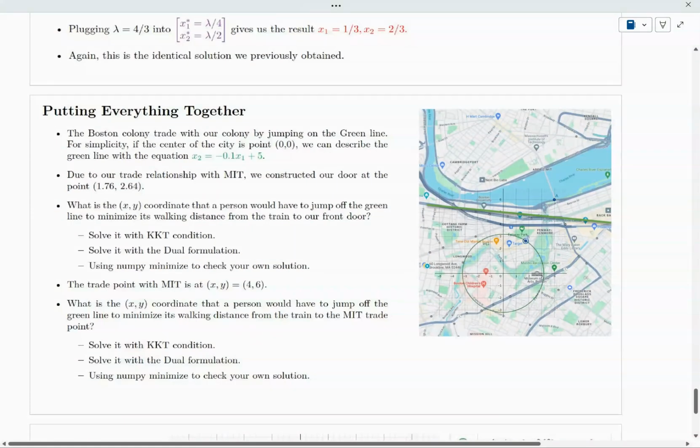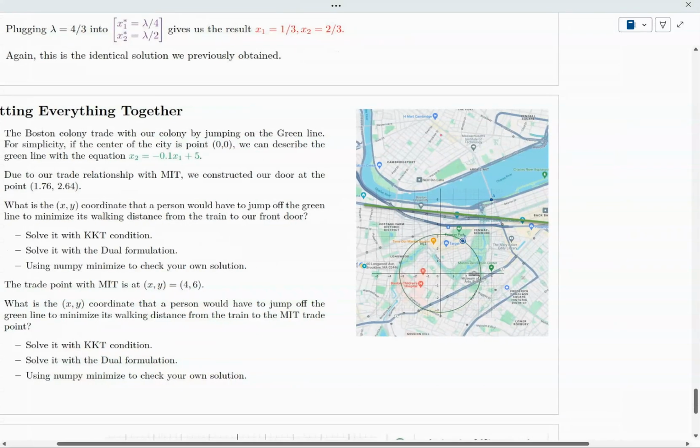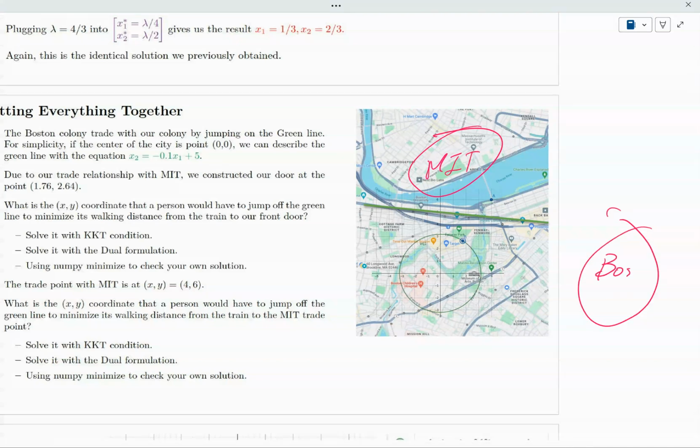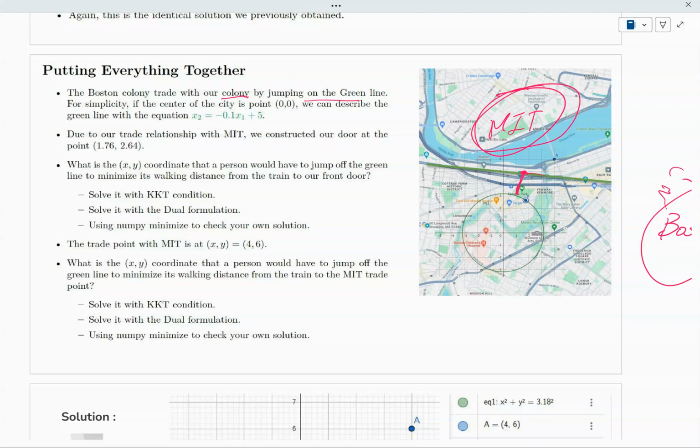So the Boston colony, this is the Northeastern colony. This is the MIT colony, and the Boston colony is here. Our biggest trading partner is MIT, but there's also another colony called the Boston colony that trades with our colony by jumping on the green line. This right here is the green line. They jump on it to basically reach us. However, after they jump on it, they still have to jump off the bus to reach us. Therefore, they need to know exactly when they're supposed to jump off.